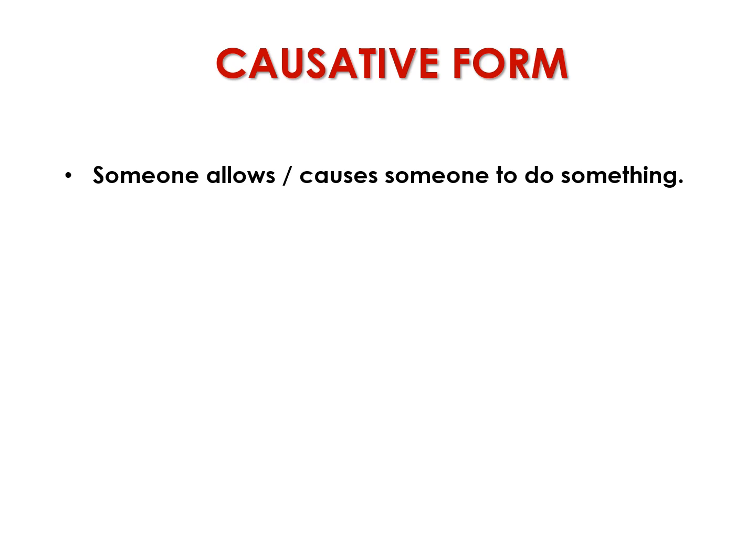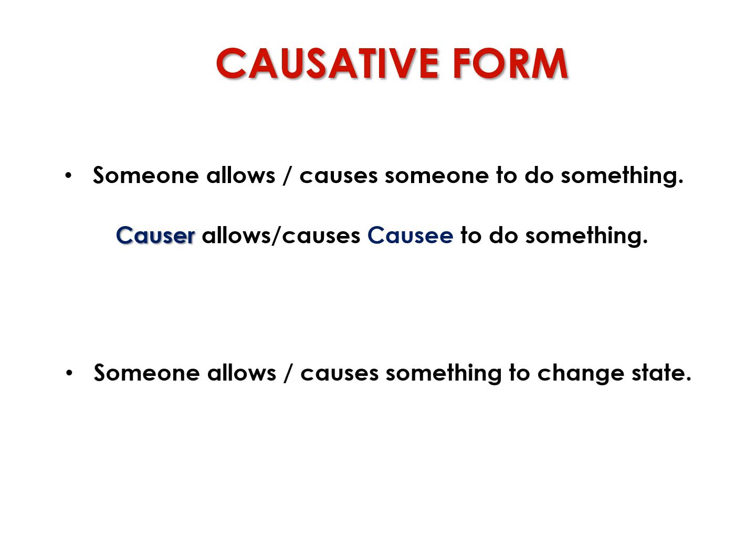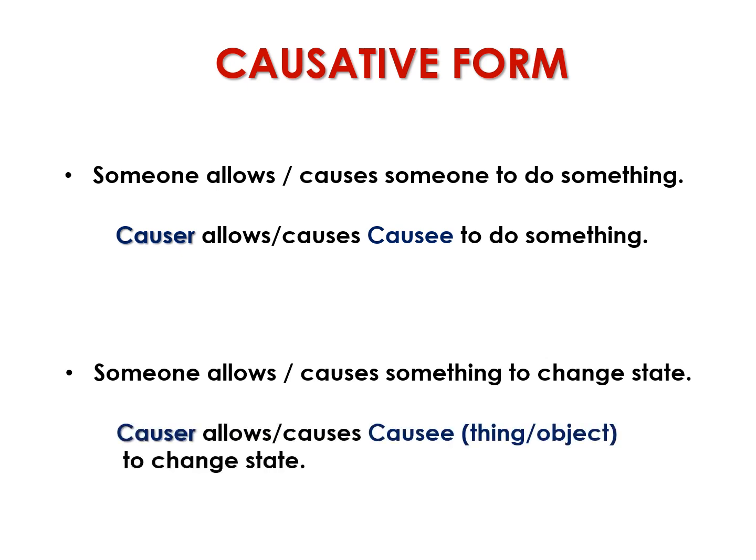We use the causative form of verbs when expressing that someone allows or causes someone to do something. In other words, the causer allows or causes the causee to do something. We also use the causative form when someone allows or causes something to change state. In other words, the causer allows or causes a thing or object to change state. These are examples of causative sentences.